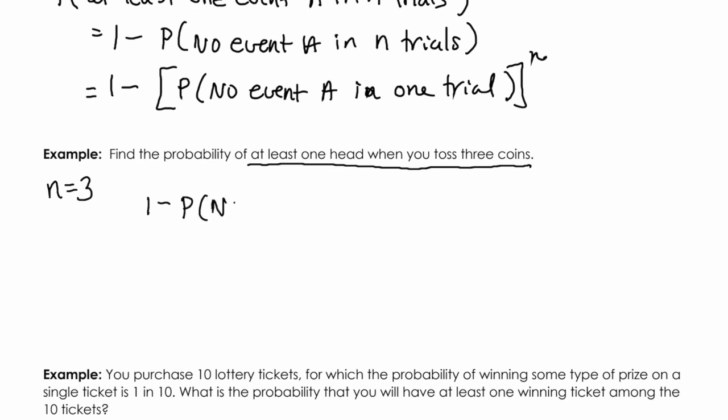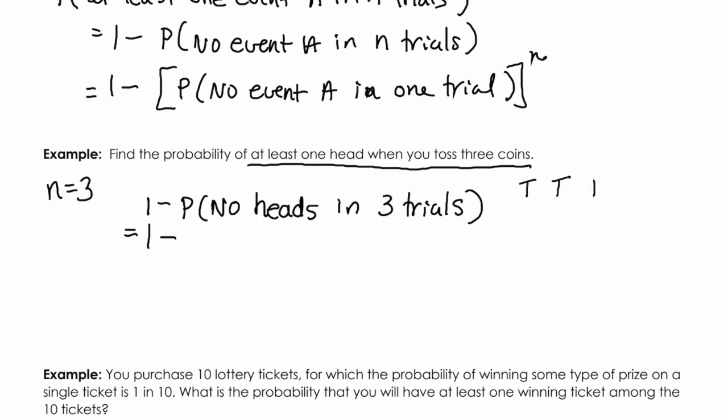If we use the first formula, I would have 1 minus the probability of no heads in 3 trials. If I get no heads in 3 trials, that means I'm going to get all 3 tails. So I'm going to get tails, and tails, and then tails. That would give me no heads in 3 trials.